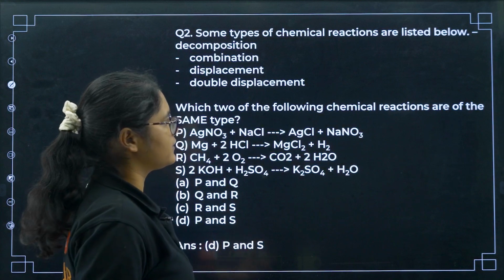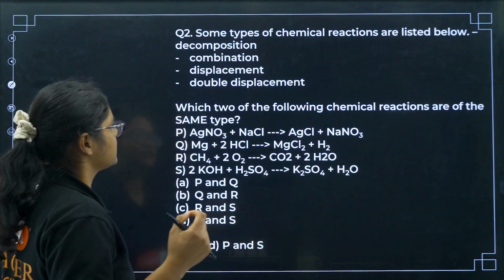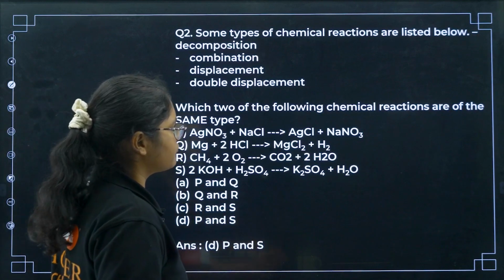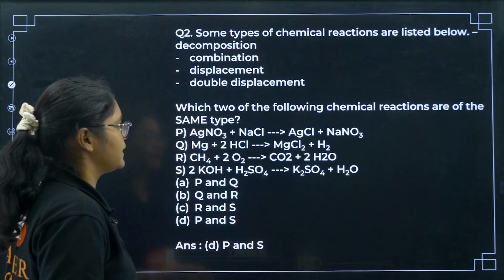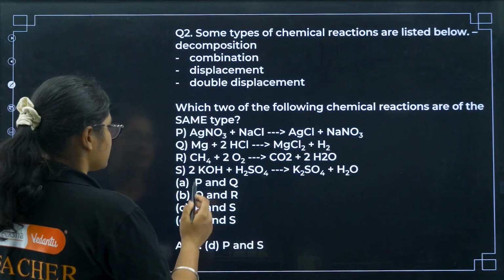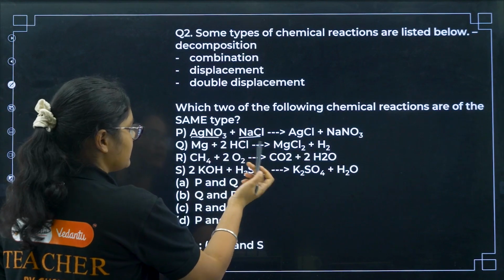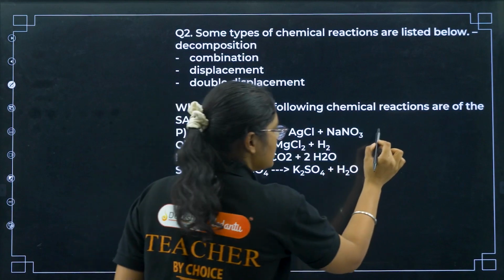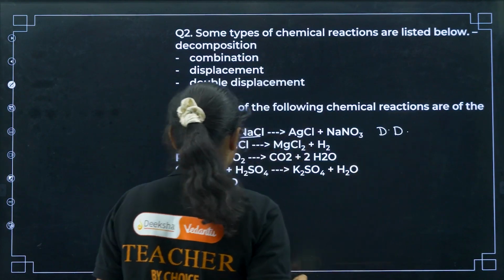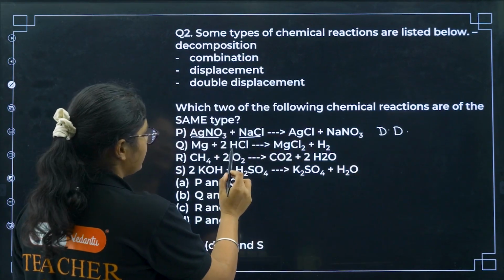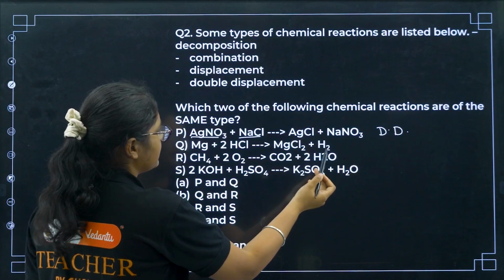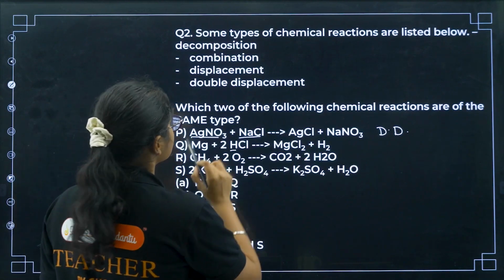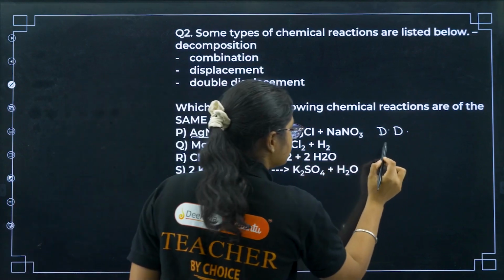Some types of chemical reactions are listed below: decomposition, combination, displacement, double displacement. Which 2 of the following chemical reactions are of the same type? Here you can see AgNO3 and NaCl. Ag is replacing Na and Na is replacing Ag, so this is a double displacement reaction. Now here Mg plus HCl gives you MgCl2 plus H2. Here Mg is replacing hydrogen, so this is only a displacement reaction.